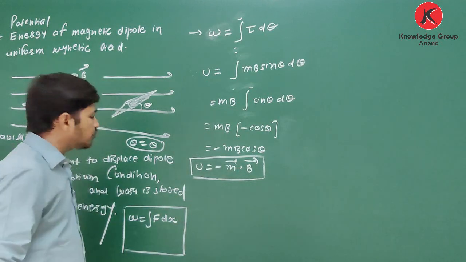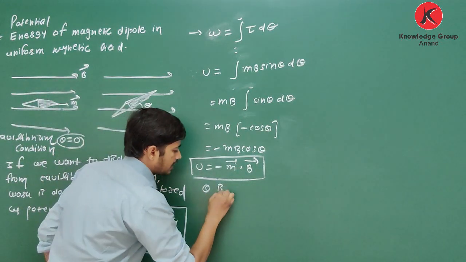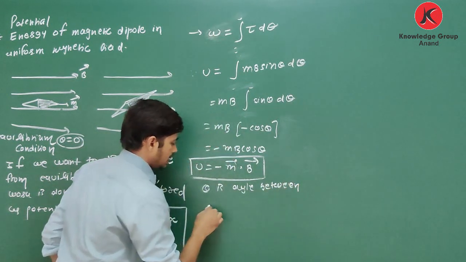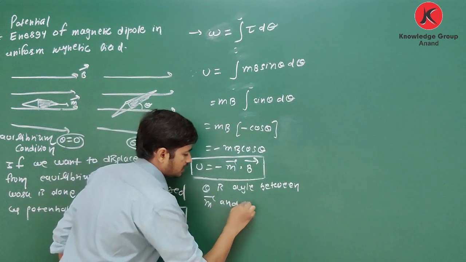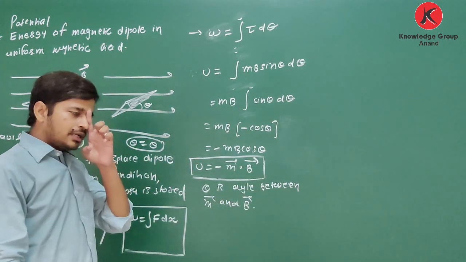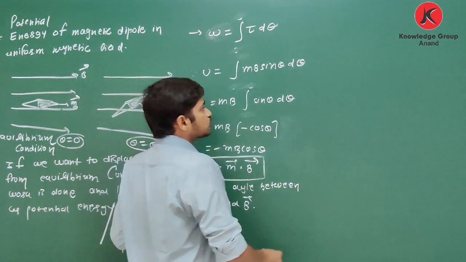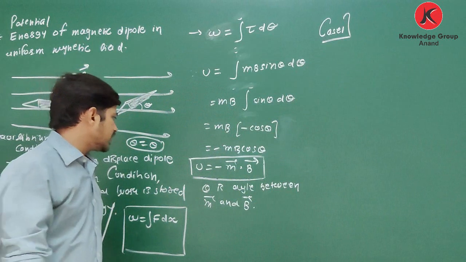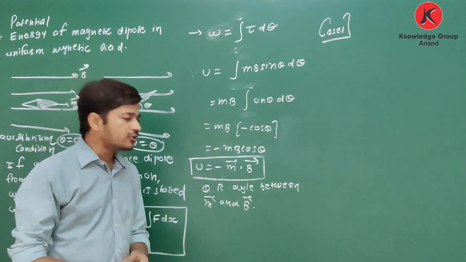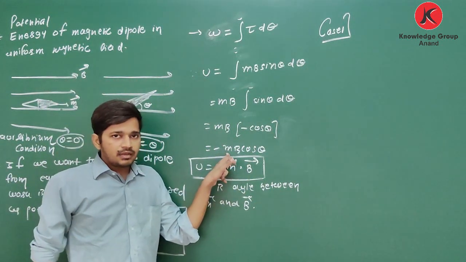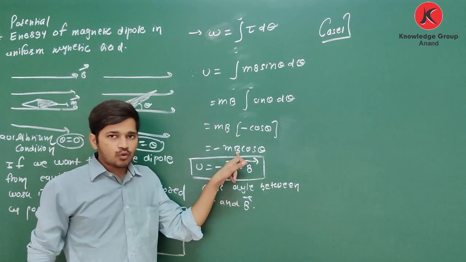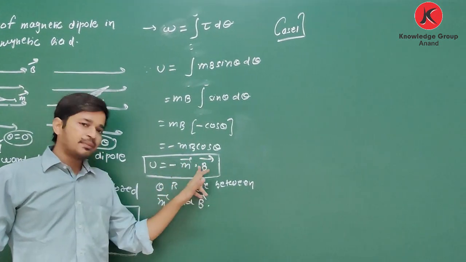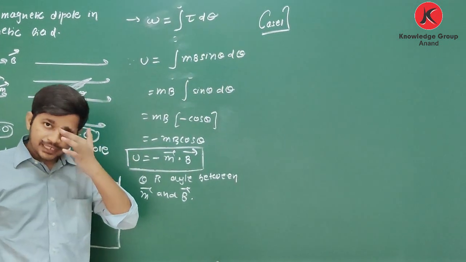Where theta is the angle between M and B. Now I will consider two cases. Case 1. Why is it a dot product? M, the magnetic moment, is a vector quantity. B is a vector quantity. But U, the potential energy, is a scalar quantity. So yes, there is a dot product between M and B. So U is equal to minus M dot B.